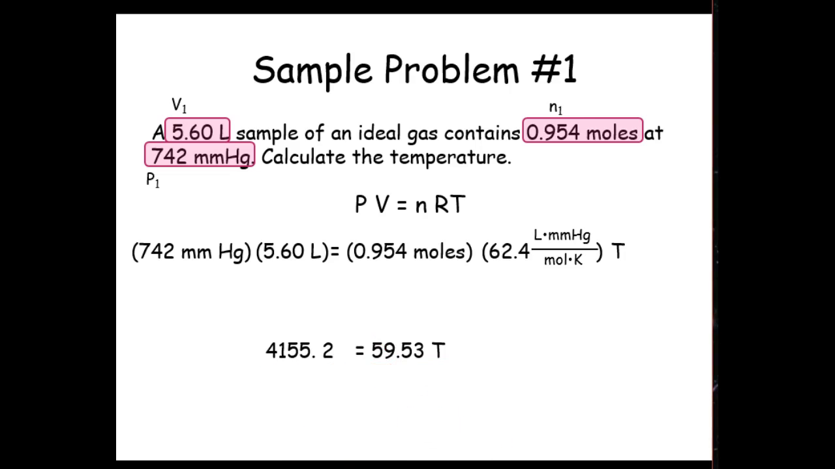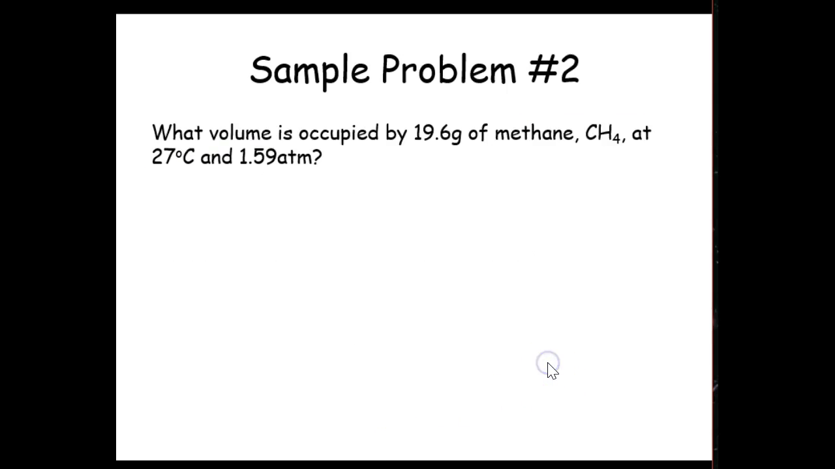Okay, and my final answer is going to be 69.8 Kelvin. Wow, that's cold. That's like negative 200 degrees Celsius. It's like negative 300 degrees Fahrenheit. That's very, very cold. But that's what we get. So that's our value. If I look at my significant figures, I have 1, 2, 3 here, 1, 2, 3 here, 1, 2, 3 here, and my final answer also has 3, so that's my final answer.